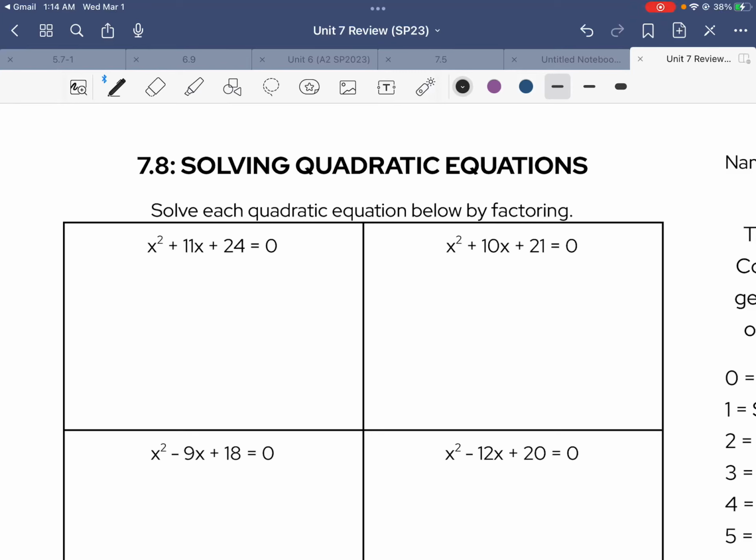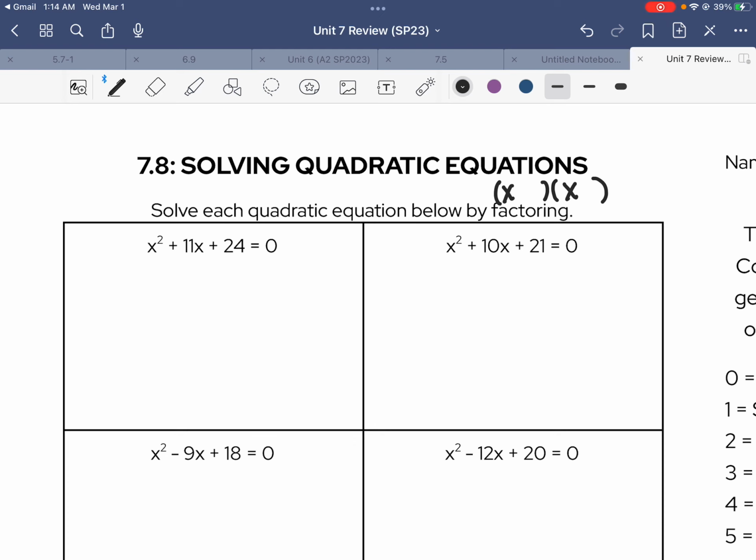Let's talk about how to solve quadratic equations by factoring. The only way to solve equations with an x squared in them, at least the only way we know right now, is by factoring. Remember that factoring means you want to turn it into parentheses like this. I'll explain how this helps us as I solve the first one.